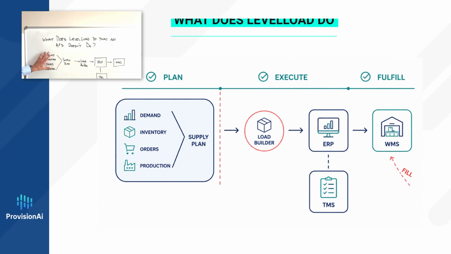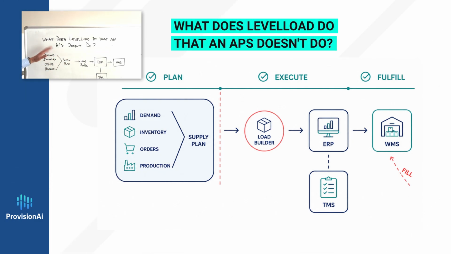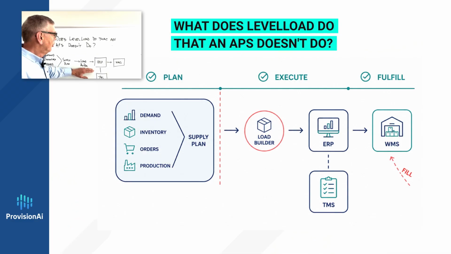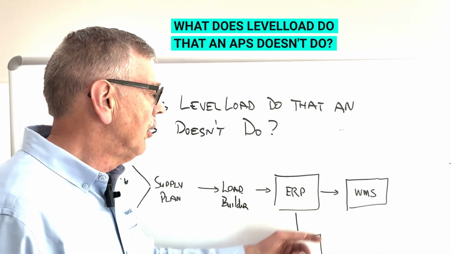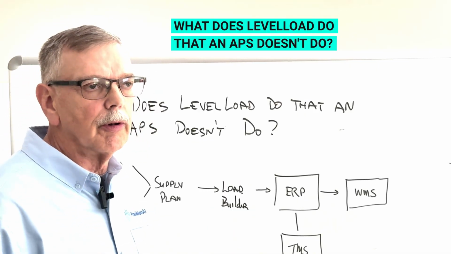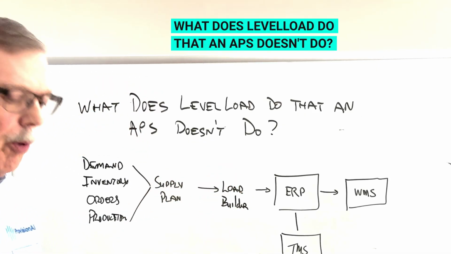A supply plan is generated from demand, inventory, orders, production, and a whole bunch of other things. So it comes up with a supply plan that says, okay, this is what we're going to build, and this is what we're going to deploy. It comes to a load builder. That load builder creates stock transfers. Those stock transfers go into the ERP. The ERP then tenders them with the TMS and sends them on to the warehouse management system to be loaded and shipped. Okay, straightforward process.